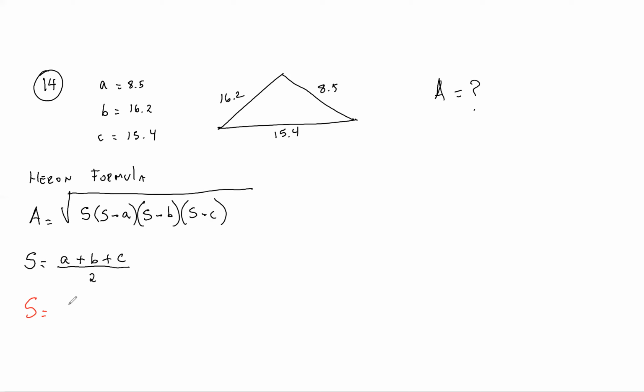This way will be 8.5 plus 16.2 plus 15.4 divided by 2. 8.5, 16.2, 15.4 divided by 2. It's 20.05. Now we're applying this formula.